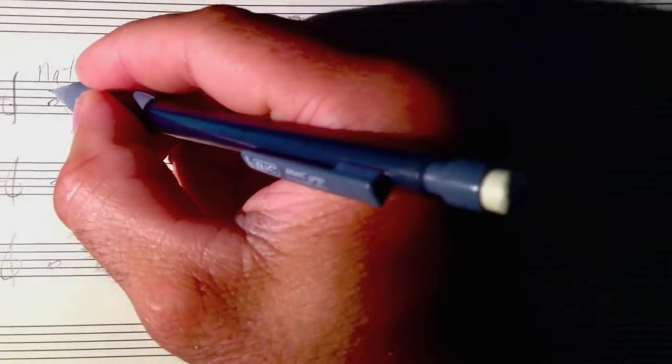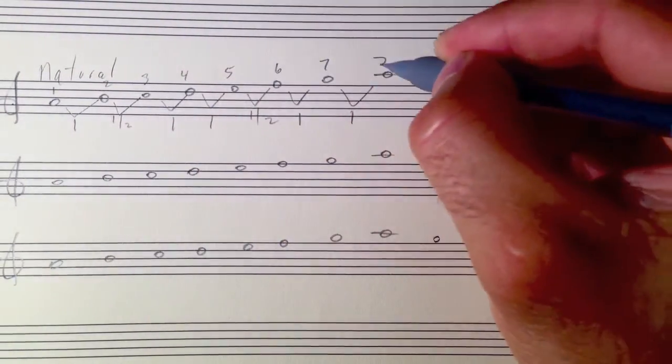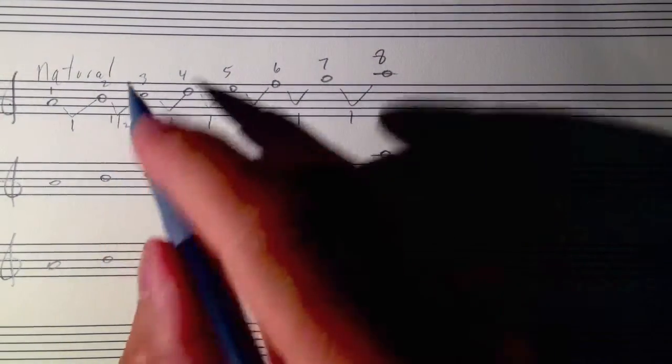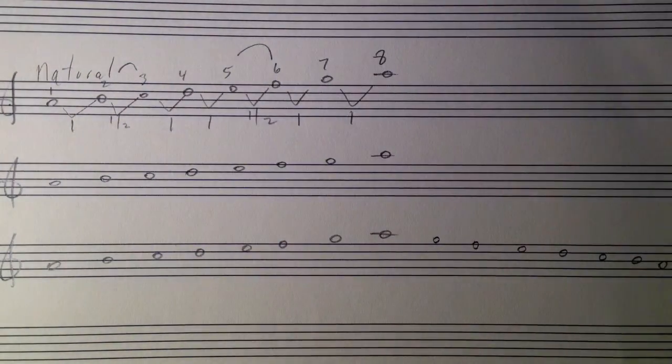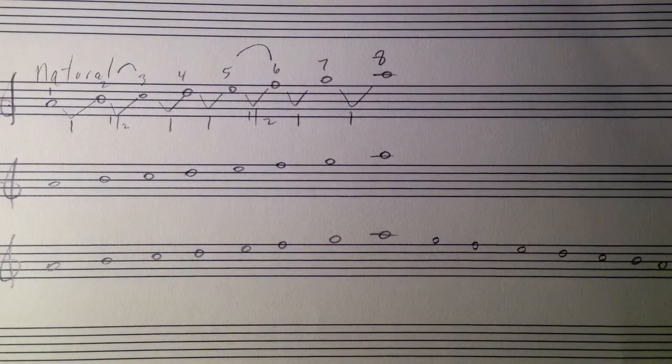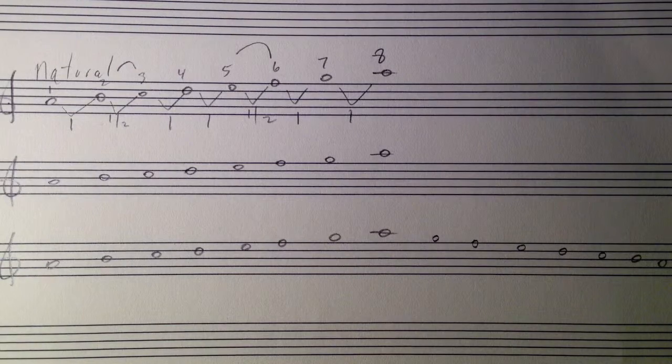Okay, so now we're going to notice that, let me label the notes in the scale. From note 2 to 3 is your half step. From note 5 to 6 is your half step. All of the other notes are a whole step away. So this is the formula of a natural minor scale. Let me play it for you. Okay, so once again, a natural minor scale has half steps between notes 2 and 3 and 5 and 6.